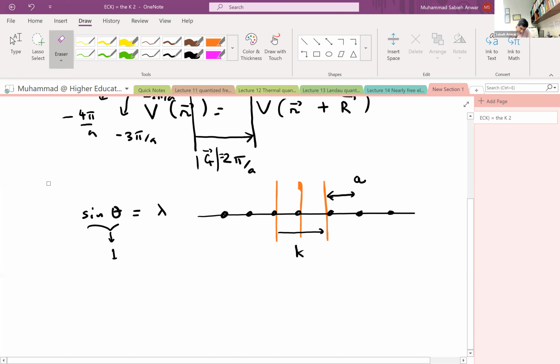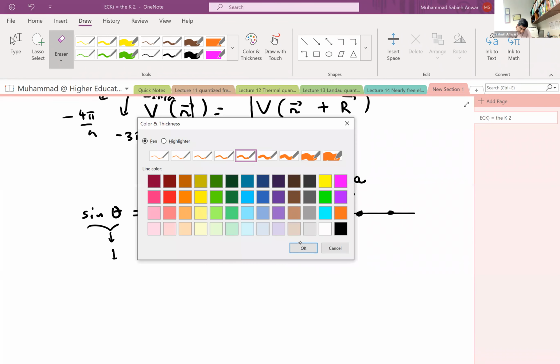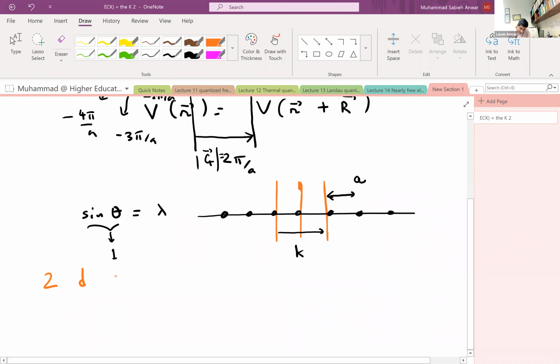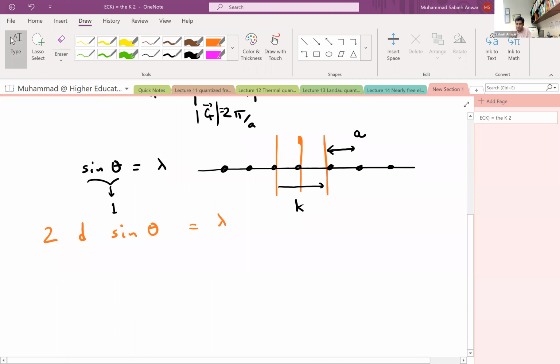Bragg's law. So let me write down Bragg's law again. Bragg's law is 2d sine theta equals lambda. Now d in this case is the spacing between these planes, and the spacing between these planes is a. So 2a sine theta, this equals 1, equals lambda. This is the condition for reflection for electron waves.